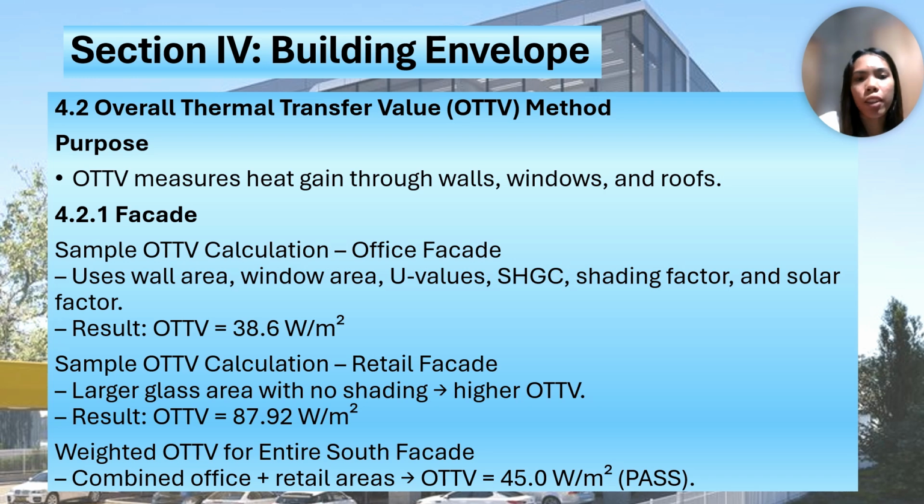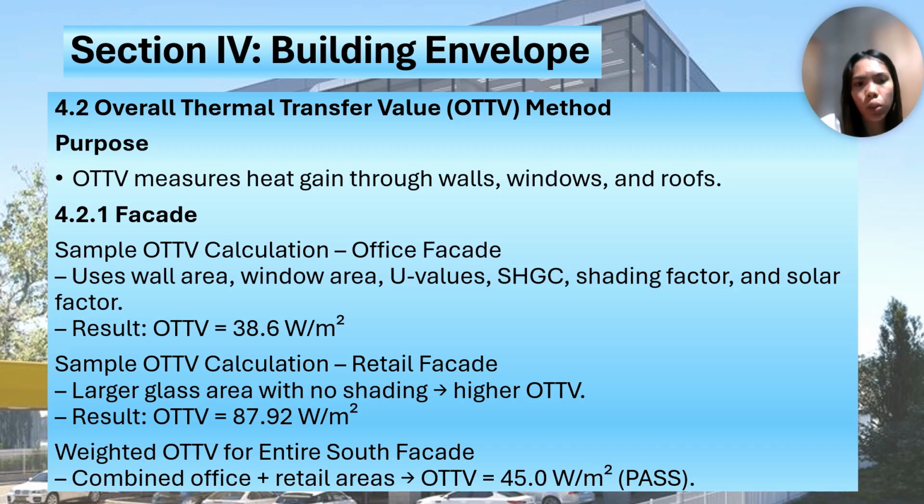Next, the Overall Thermal Transfer Value or OTTV method. What is its purpose? It measures heat gain through walls, windows, and roofs. It ensures the facade and roof do not exceed 45 watts per square meter, preventing excessive cooling demand.